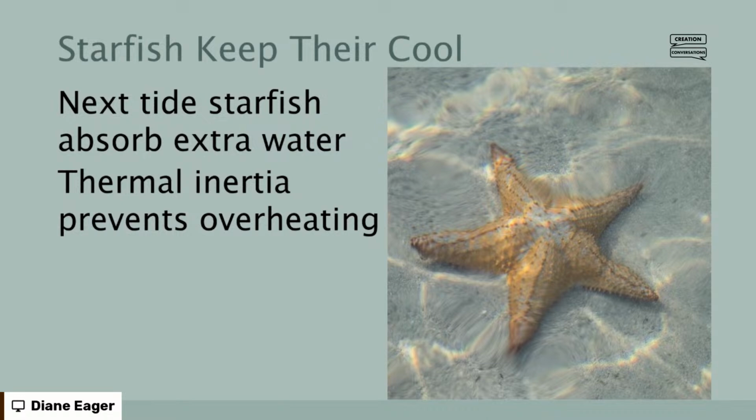Now you think about that. That can only work if there's some sort of sensing mechanism. In other words, they can measure the temperature in between the tides when they got overheated. And there is also a preset system for coping with that increase. So the starfish recognizes, yes, the temperature has gone up, I have to actually cope with this. So next time the tide comes in, it will absorb more water and make use of the thermal inertia.